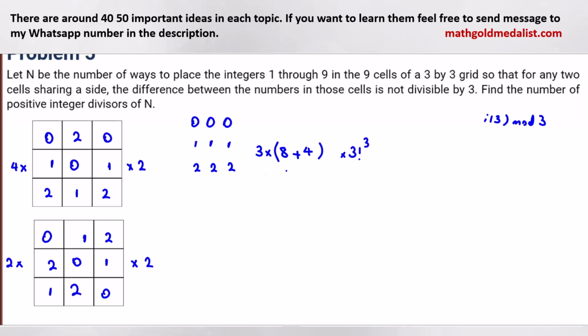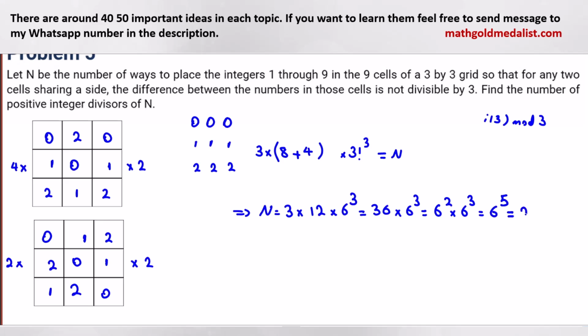So now we can say N is what? N is this. So we can say N is 3 times 8 plus 4, 12 times 3 factorial, 6 cubed. So 3 times 12, 36 times 6 cubed. 36 is 6 squared, 6 squared times 6 cubed. So it will be what? It will be 6 to the 5. And if we prime factorize, it will be 2 to the 5 times 3 to the 5.